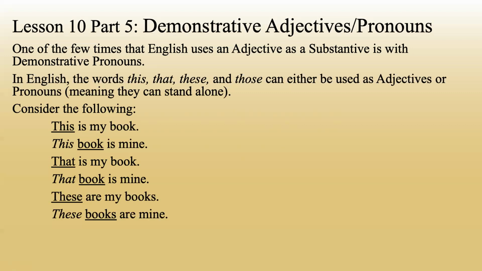These are my books. These books are mine. Those are my books. Those books are mine. So each of these words, this, that, these, and those, depending on how it's used in the sentence in English, can either be a demonstrative adjective or a demonstrative pronoun. The difference in English is whether or not there's a noun there for it to be describing, because we don't really technically have substantive adjectives in English. We call them pronouns when they stand by themselves, even though really it's a substantive adjective.